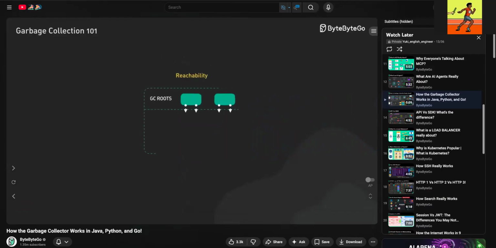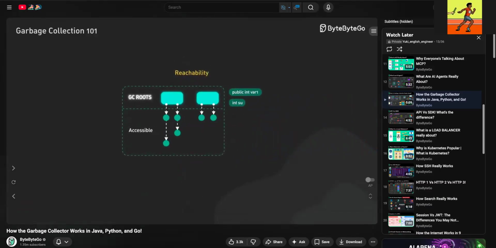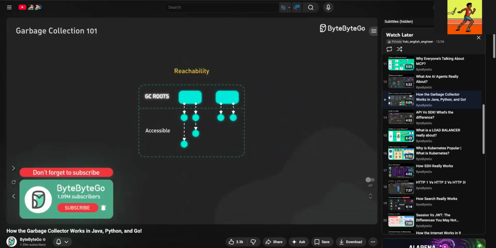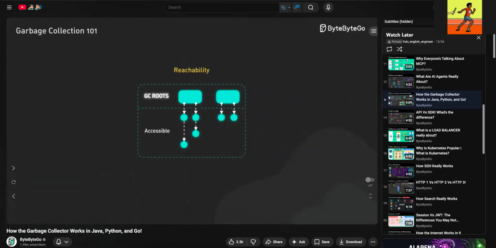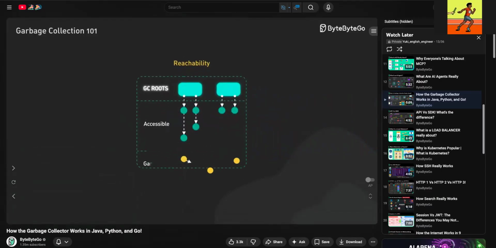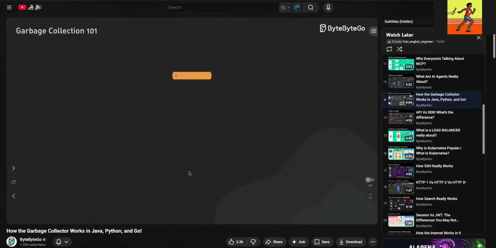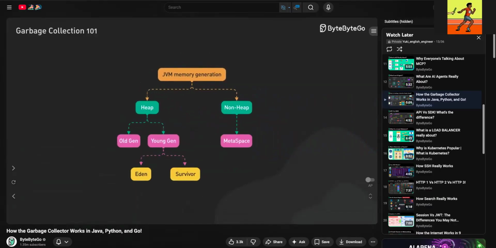This question is answered through the concept of reachability. Every program has GC roots. These are starting points like global variables and stack references. Any object that can be reached by following references from these roots is considered alive and must be kept. Everything else is garbage, ready to be collected. To efficiently manage memory, garbage collectors typically implement a generational approach to managing memory.